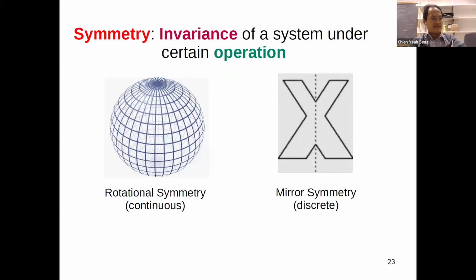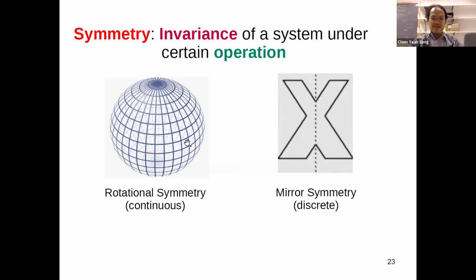Symmetry is obviously a very important concept in physics. Symmetry, by definition, is the invariance of a system under certain operation. So this operation can be continuous or it can be discrete. So for instance, this sphere is rotationally symmetric. Namely, if you do a rotation, the sphere looks the same. While this X is symmetric under mirror reflection. So if we reflect the figure with respect to this vertical line, it looks the same.